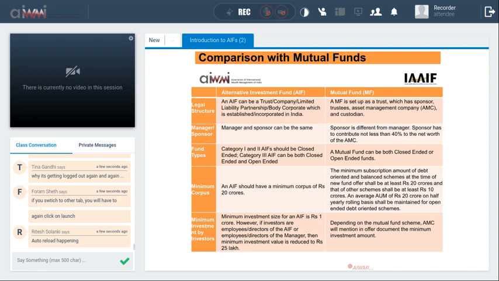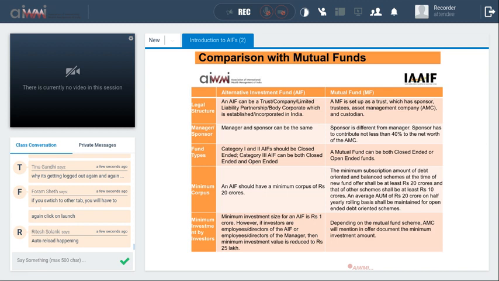In the case of a mutual fund, a sponsor and a manager have to be different entities. For example, HDFC AMC is the manager of HDFC mutual fund schemes. HDFC Limited acts as the sponsor. So there are two different entities. In the case of an AIF, manager and sponsor can be the same, or they can be different depending on the convenience of the entity which is setting up the AIF.